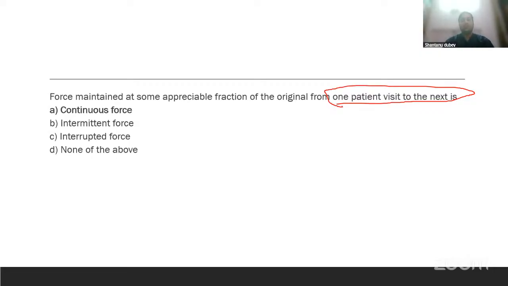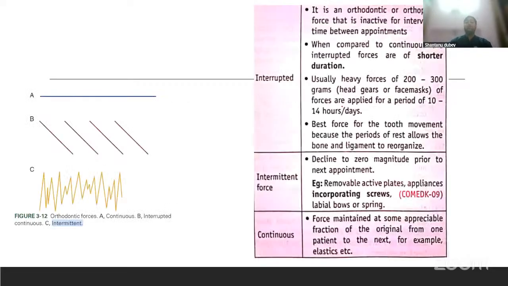So the applied force is continuously going on for a long time. The answer is in front of you. This is not intermittent, this is not interrupted. This is continuous force. Always remember. But let's develop some idea so that we never get confused between continuous, interrupted and intermittent forces. Let's solve this confusion here and now. You should never be confused in the exam whether it was interrupted force, intermittent force, or continuous force.